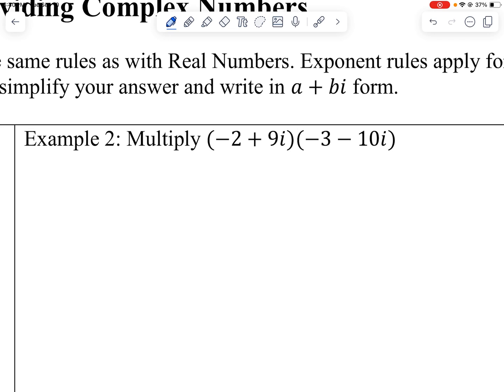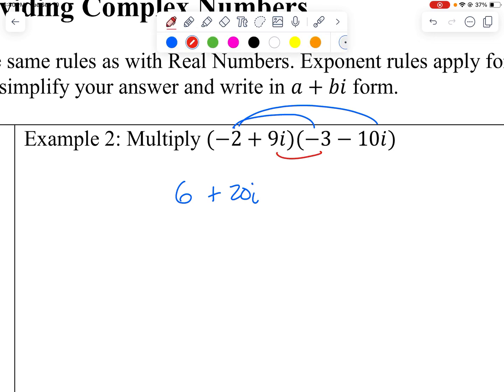When you're multiplying these, it's just like when we were multiplying with radicals, root 3 and root 2s and stuff like that. The first term of our first binomial times both of those, we're going to get 6 plus 20i. And then you need to multiply the second term of our binomial through the next binomial. And we're going to get minus 27i, and then minus 90i squared.